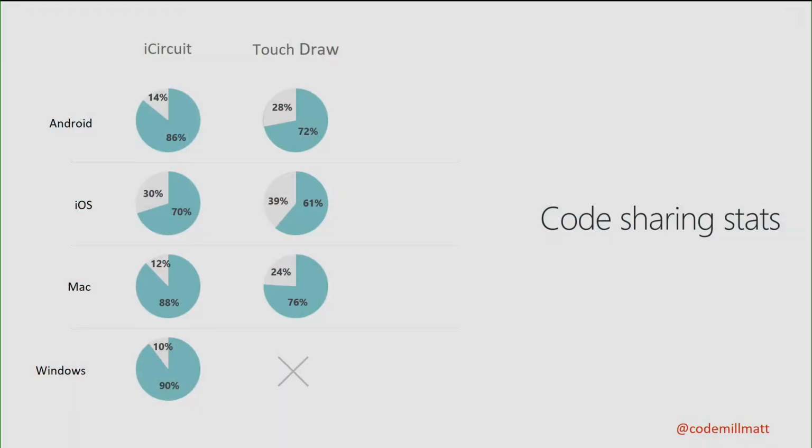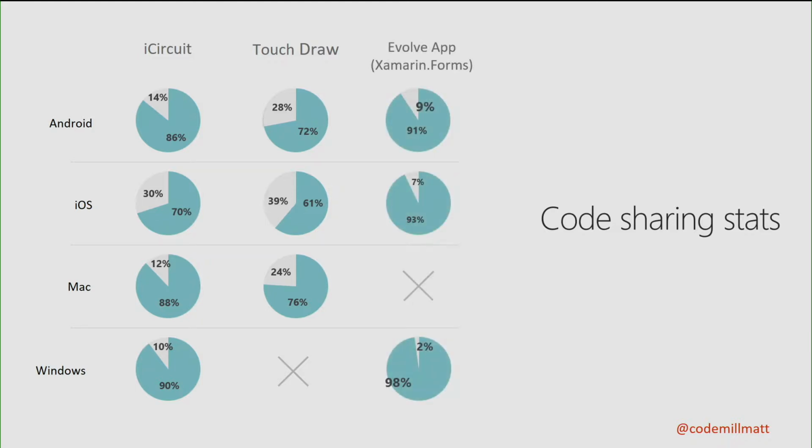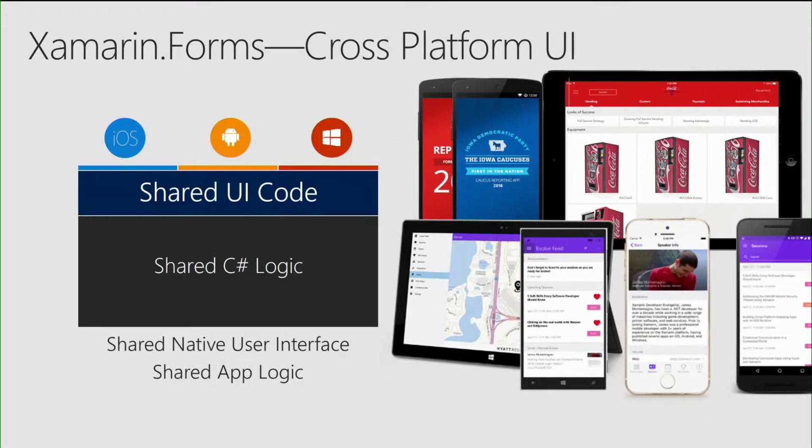So as you can see, the code sharing stats with traditional Xamarin-based development is pretty good, but we can do better. Developers are always clamoring to do better. And that's where Xamarin Forms comes in. Xamarin Forms promises to have code sharing stats up to 90% of shared code. And that's because we can start sharing the UI layer.